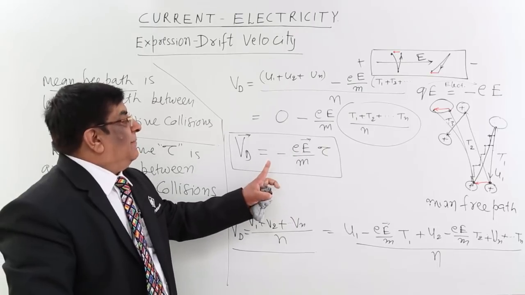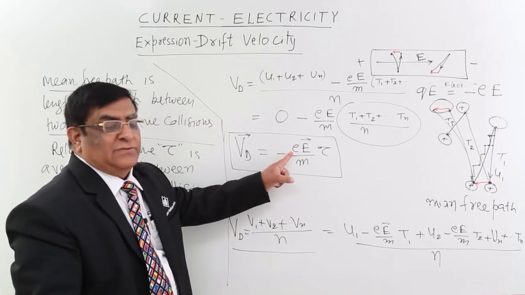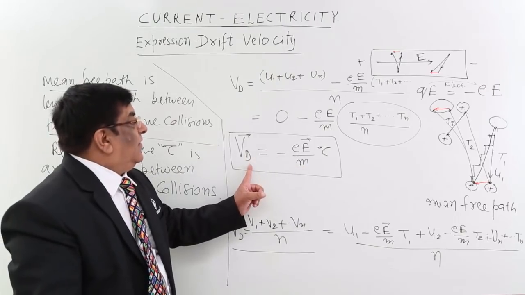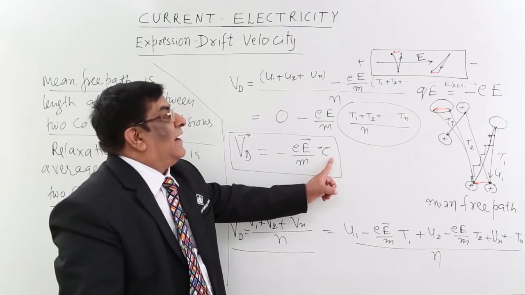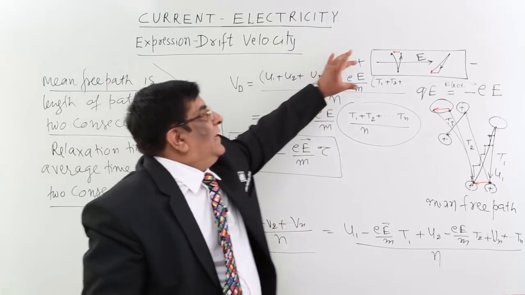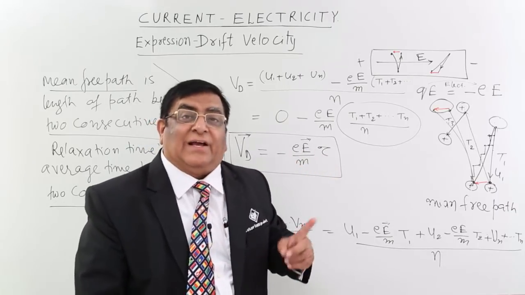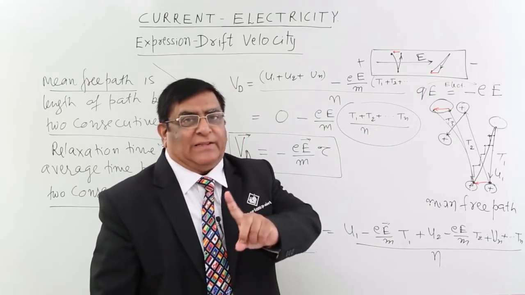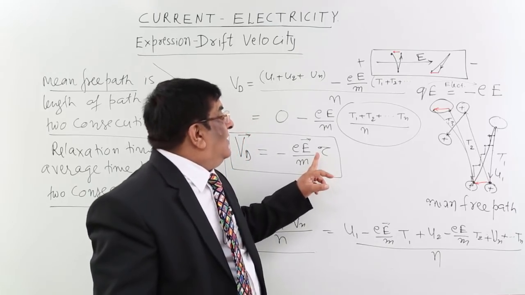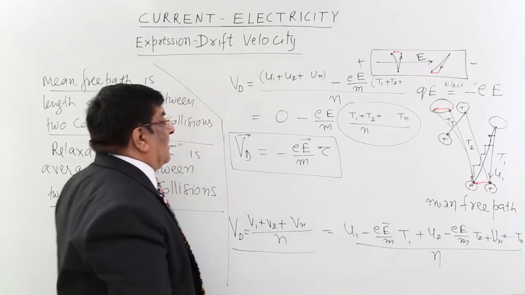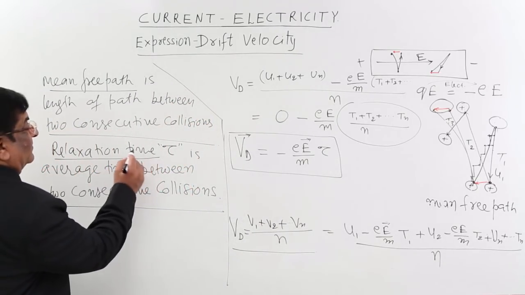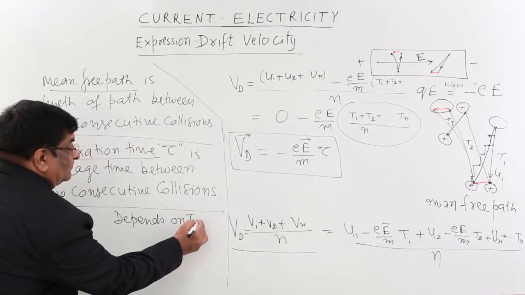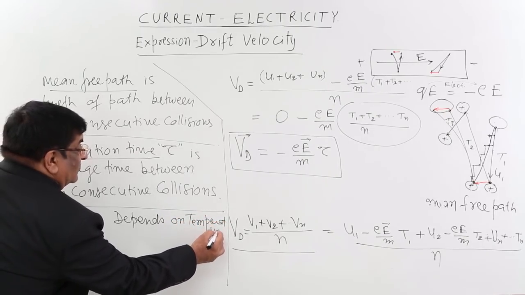So drift velocity depends on the charge on the electron, which is a constant, and the mass of the electron, which is also a constant. So e upon m is a constant. Now drift velocity depends upon the electric field and the relaxation period for that material. For any material, this relaxation period is constant, whatever the electric field. But there is one thing: this relaxation period depends on temperature. Now you must understand how it will change with temperature.